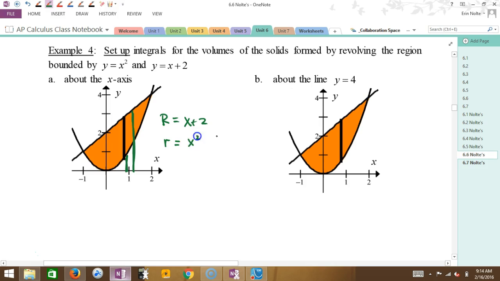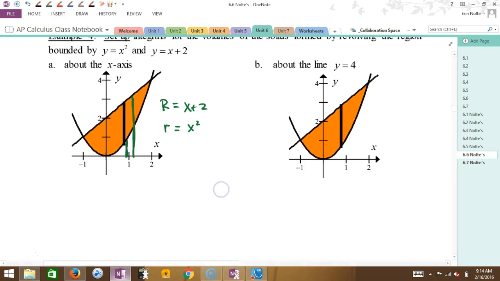Just x squared, right? Okay, so now when I go to do my integral, I need to know which two x values I'm going between. Is it fair to just say I'm going from, it looks like -1 to 2? Can I just say that the graph is hopefully drawn to scale and go with that?